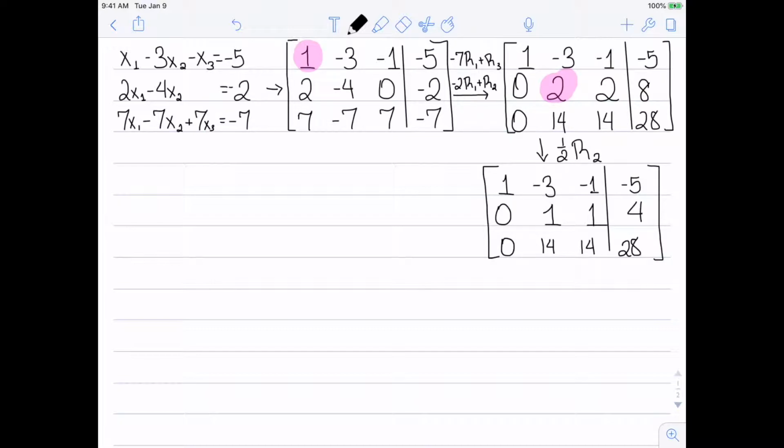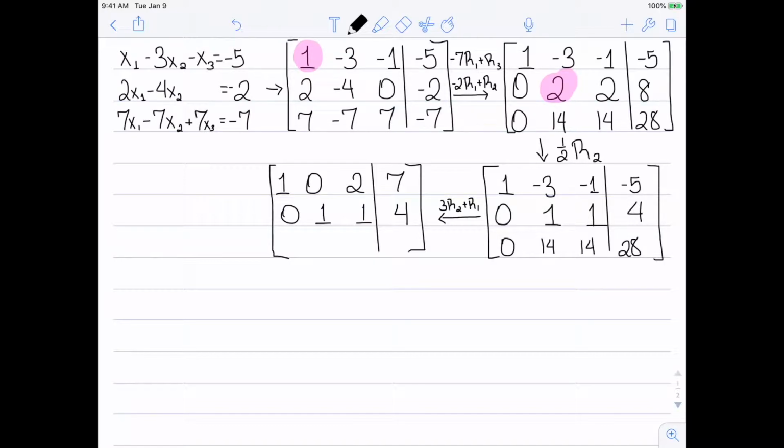Now that we have the 1 in the second column, we need zeros both above and below it. The first row is currently a -3, so we need to add 3. So we'll do 3 row 2 plus row 1. We know the second row won't change. So when we do the first row, we have 3 times 0 is 0, plus 1 is 1. 3 times 1 is 3, minus 3 is 0. 3 times 1 is 3, minus 1 is 2. And then 3 times 4 is 12, minus 5 is 7.